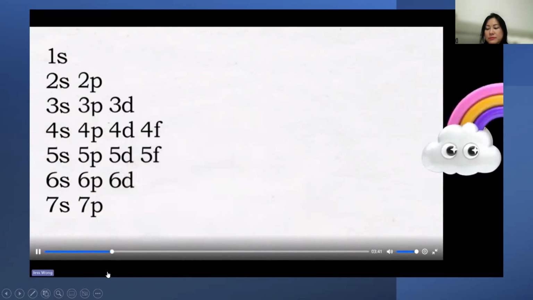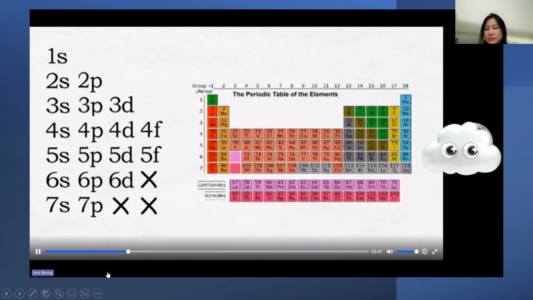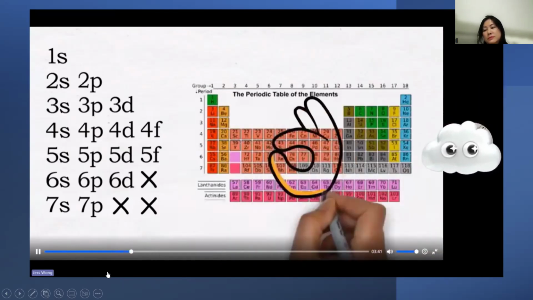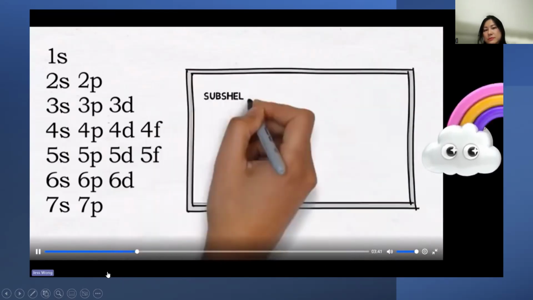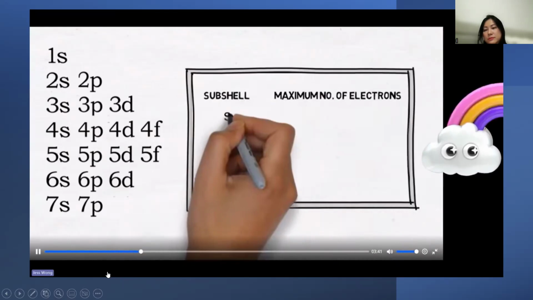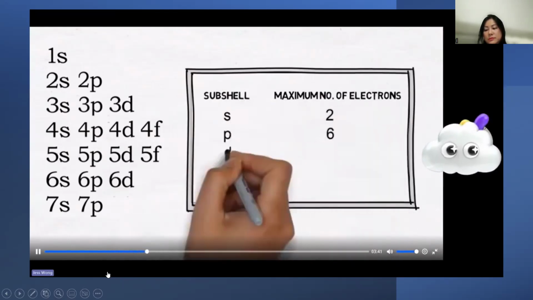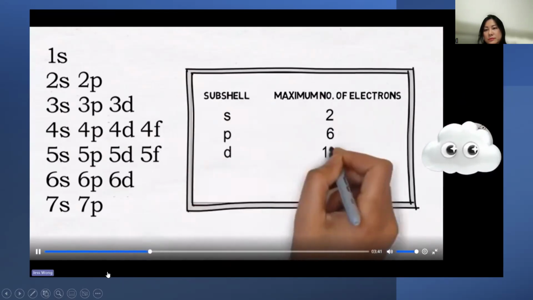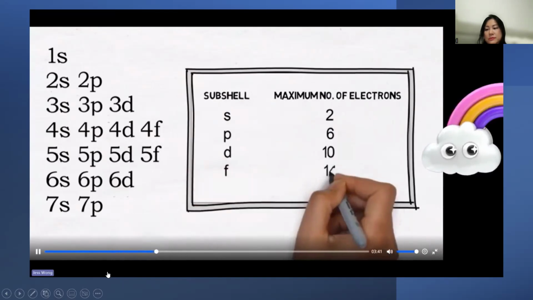Do you know why we stopped listing at the 6d and the 5f subshells? Of course you can continue, but this is not necessary because we have already represented all the subshells occupied by known elements in the periodic table. Now, let's fill in the electrons. Remember that the s subshell can hold a maximum of 2 electrons. The p subshell can have 6 electrons, the d subshell 10 electrons, and the f subshell can hold up to 14 electrons.